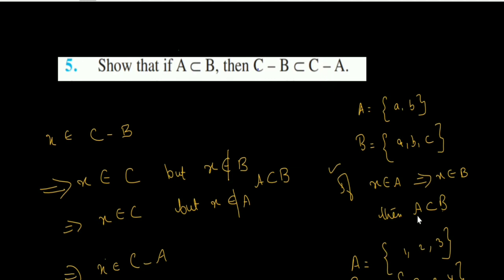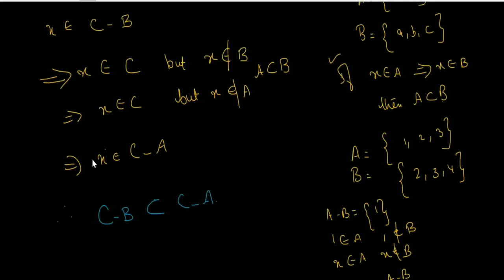If you want to prove A is a subset of B, you have to prove X belongs to A implies X belongs to B. So if you want to prove C minus B is a subset of C minus A, then if X belongs to C minus B, then X belongs to C minus A. How do you prove that? One more thing, let us see.